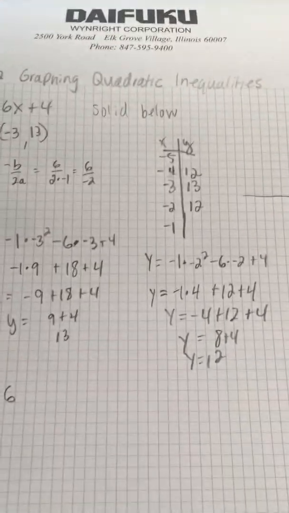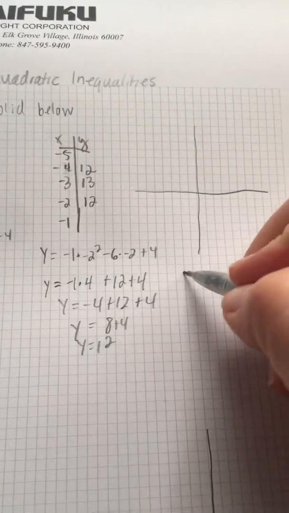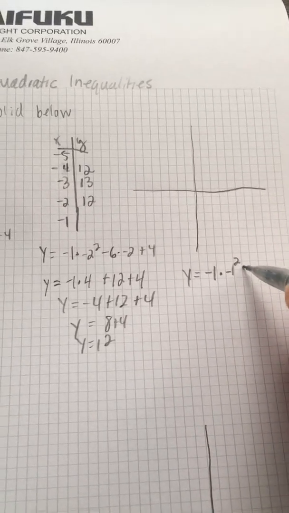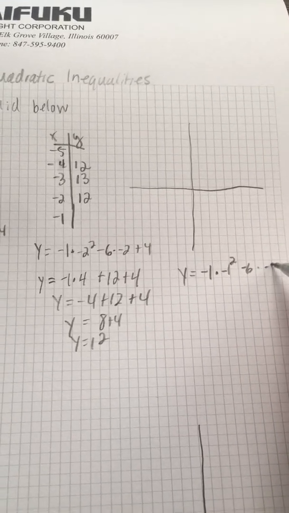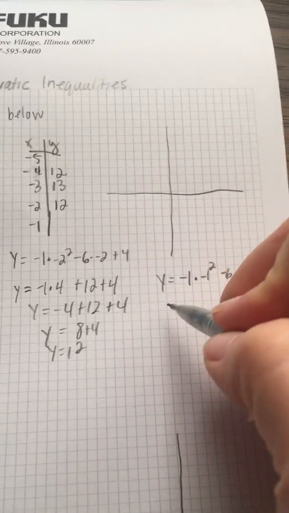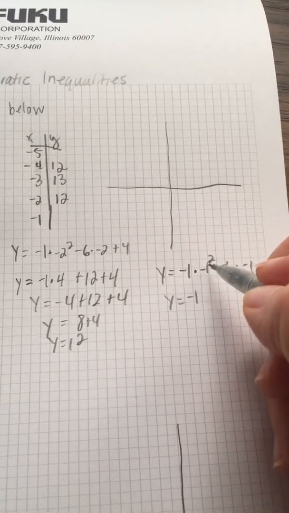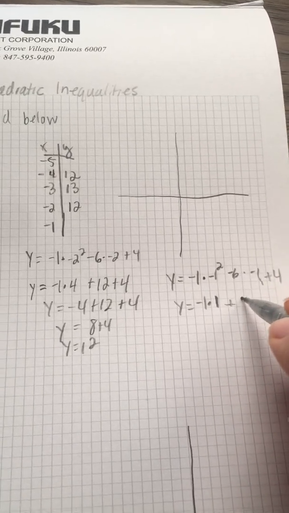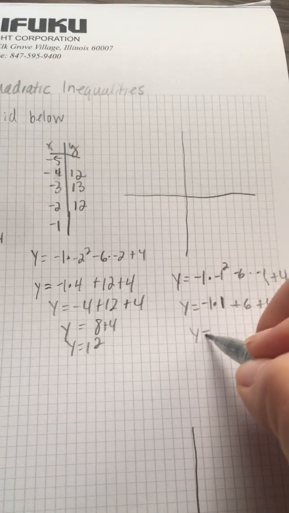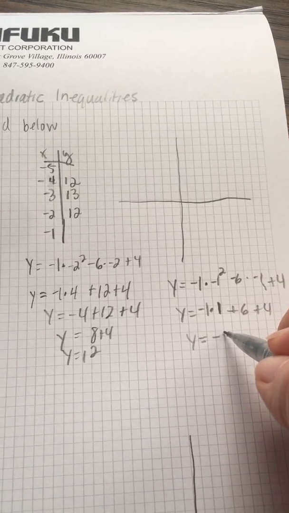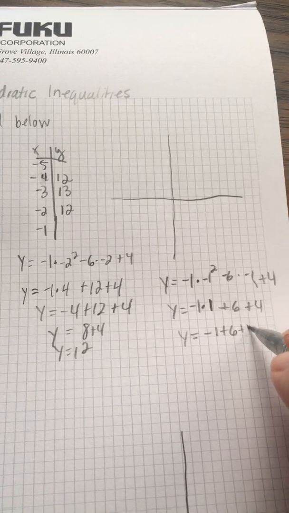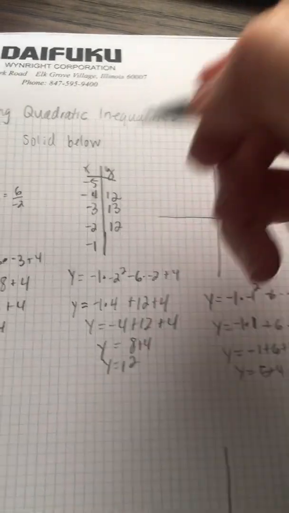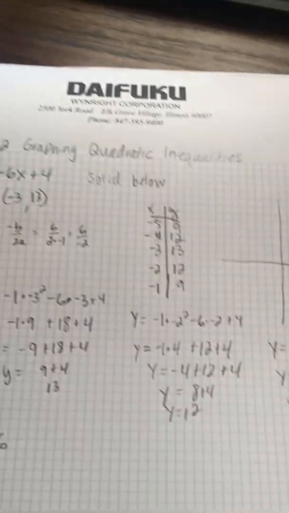Now I'm going to go ahead and plug in a -1. Back to the original, that stays a -1. I sub in the negative 1, that stays a negative 6. I sub in the negative 1, and that stays a plus 4. Exponent first, a negative 1 times a negative 1 is 1. A negative 6 times a negative 1 is a positive 6 plus 4. Y equals negative 1 plus 6 plus 4. Different sign, subtract, keep the sign of the bigger. 5 plus 4 is 9. So I need a 9 here and here.